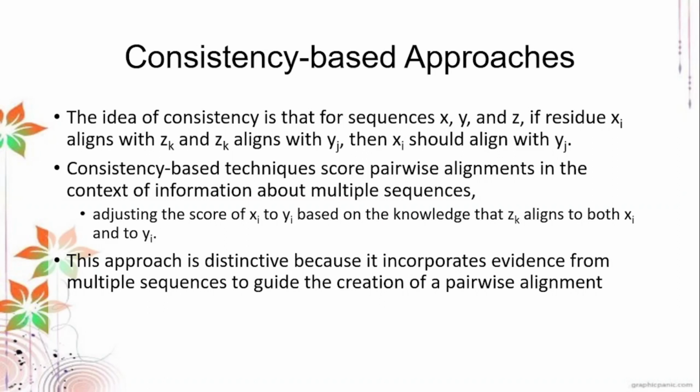Now, the consistency-based approach is that for your sequences, for example, you have three sequences X, Y, and Z. If a residue in sequence X, Xi, aligns with a certain residue in Z, and that residue also aligns with the third one, which is Y, then therefore X also aligns with Y. So basically, that's the idea. Similar to the mathematical principle of A is equal to B and B is equal to C, therefore A is equal to C.